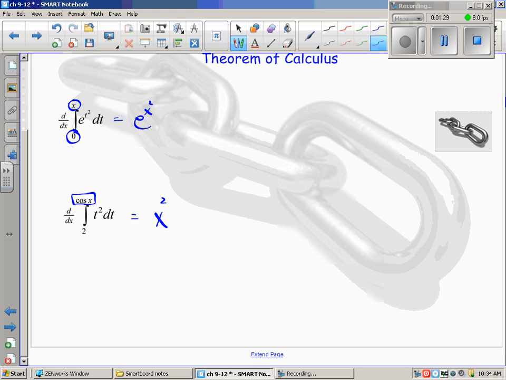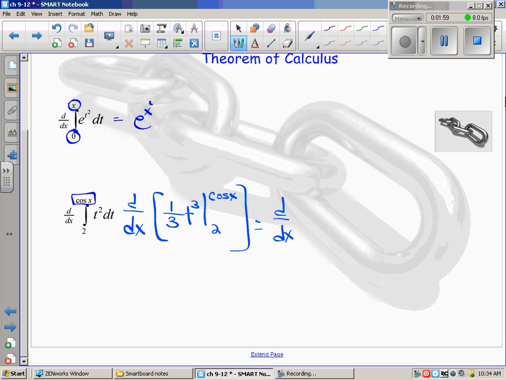Because we're not just plugging in x here. In fact, this would be the cosine of x. But before I just tell you what the rule is, let's just do it the long way, just so that we can see it. So we understand that the integral of t squared would be 1/3 t cubed, and we would evaluate that from 2 to the cosine of x. I'm going to do the derivative eventually, but I'm just going to carry it along with me as we do this. So I have 1/3, and that would mean the cosine of x cubed minus 2 cubed, or 8.